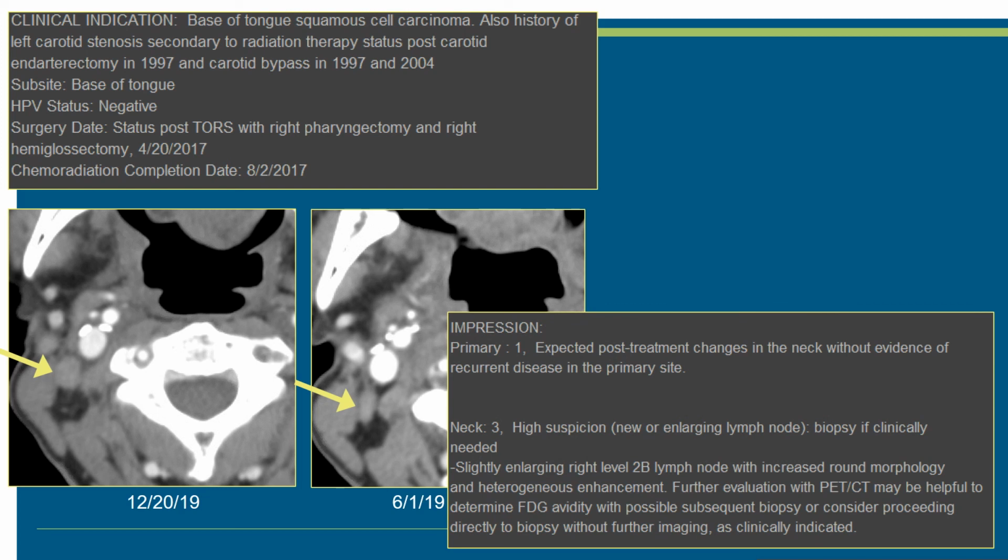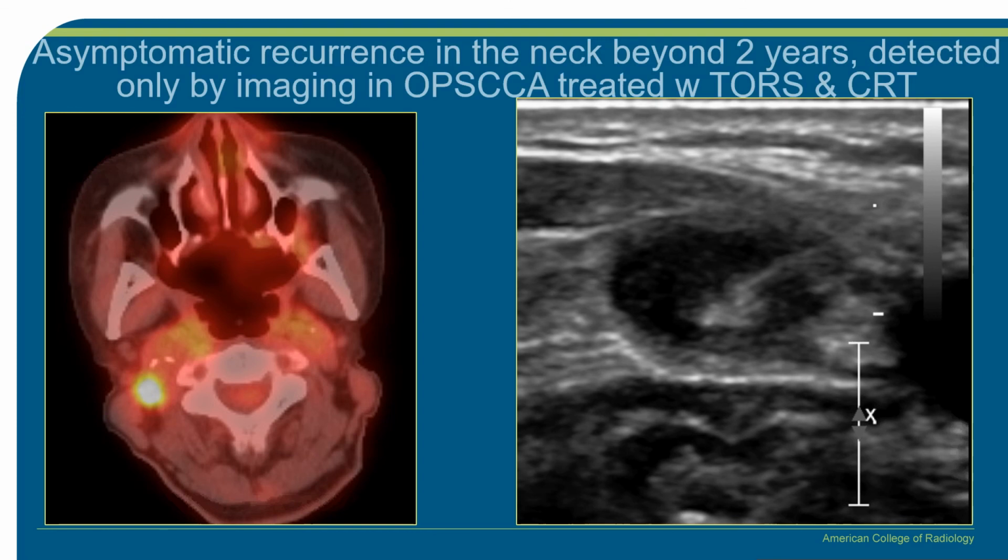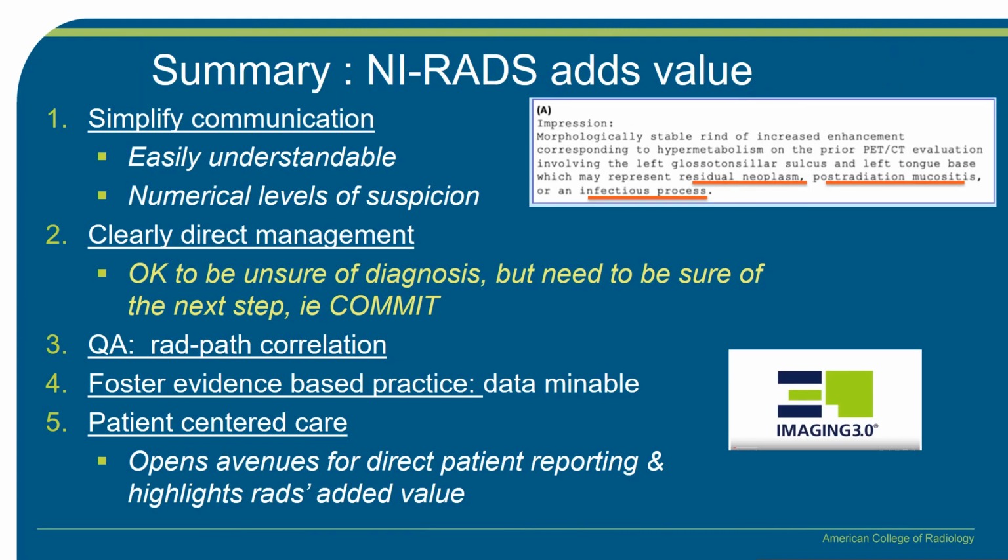And then we used prose to describe the abnormality, a right level 2B lymph node. You can see that this reader wasn't as sure to go straight to a biopsy, and so they recommended a PET CT as being able to give us more confidence before the subsequent biopsy, but they still called it a high suspicion. And here you can see its intense FDG uptake, and we biopsied to prove recurrence, asymptomatic recurrence, nearly 2 years beyond treatment.